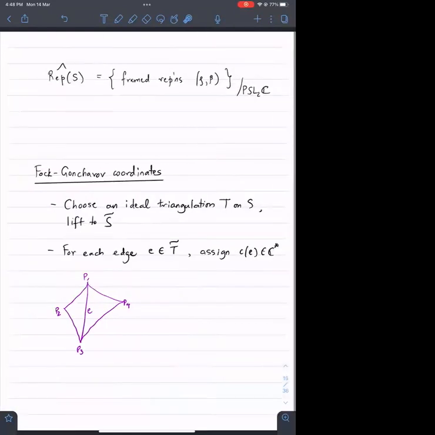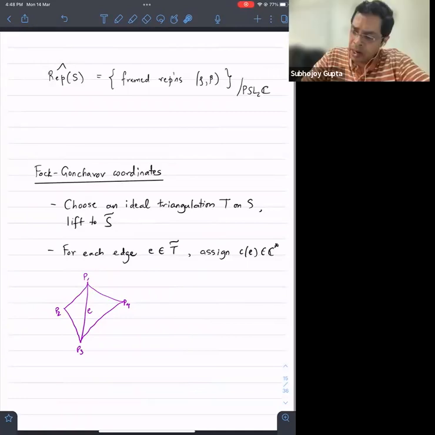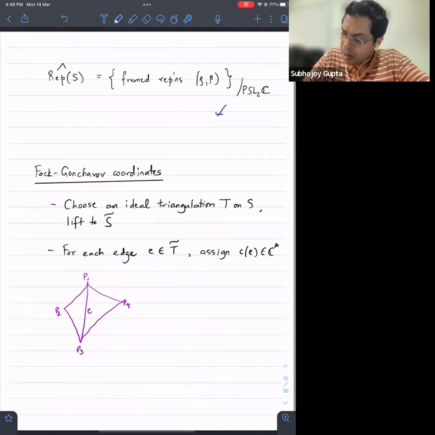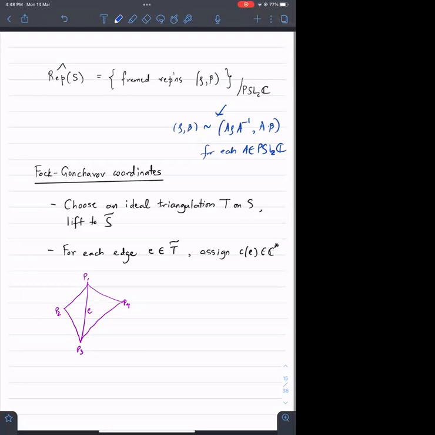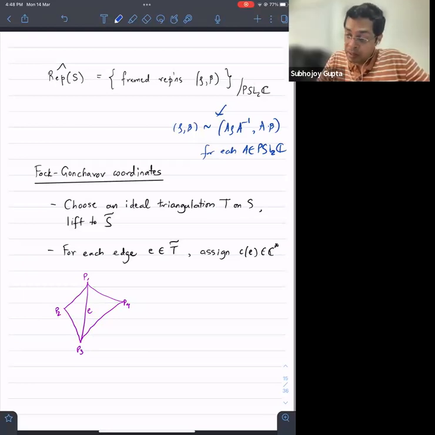Okay. So anyway, this moduli space I mentioned of framed representations is the space of such pairs of a representation and the framing up to conjugation. This just means that (rho, beta) is the same as if you conjugate rho and post-compose beta by A, and then they're identified, for each A in PSL2C. Okay, and Fock-Goncharov gave coordinates on this space of representations, which I'm denoting by rep with a hat on top of it. These coordinates are defined with respect to an ideal triangulation.